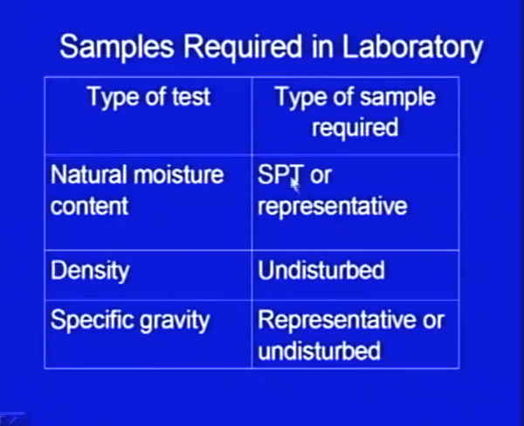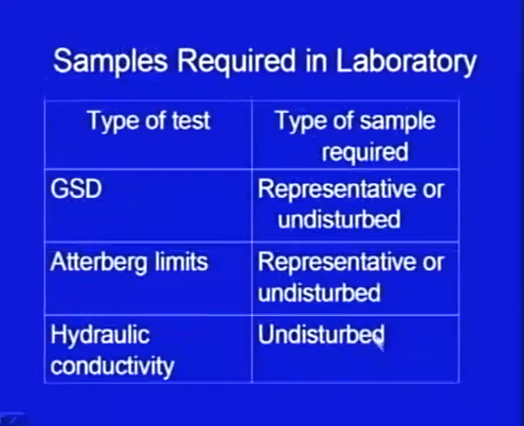Now, here are some of the samples. I am listing the type of the test and the type of the sample required for that particular test. For computing natural moisture content, you can use a sample from the standard penetration test. We will be defining later on what SPT is. So, an SPT sample or a representative sample could be used. If we want to get density, then the sample should be an undisturbed sample. If you want to get specific gravity, then a representative sample or undisturbed sample is required. For getting the grain size distribution curve, we should have a representative sample or undisturbed sample. For getting the Atterberg's limits, liquid limit and plastic limit, we should have a representative or undisturbed sample.